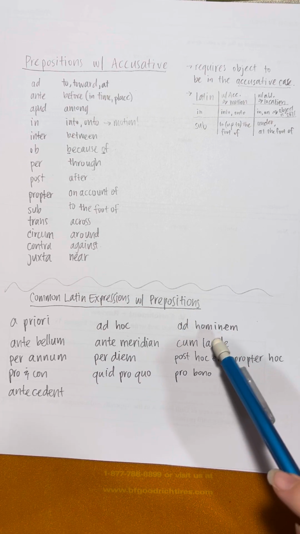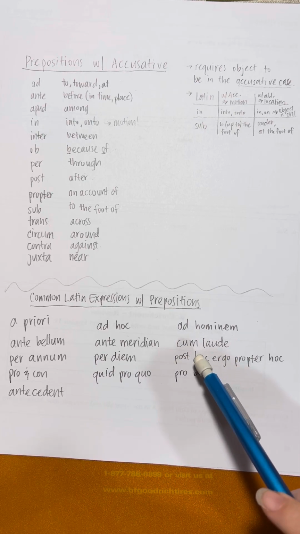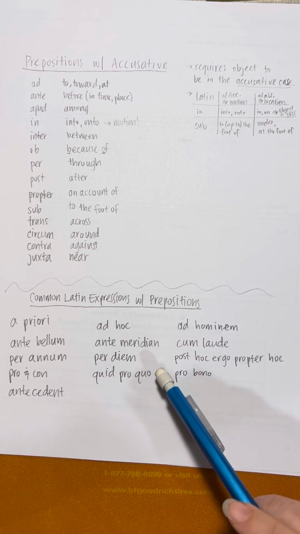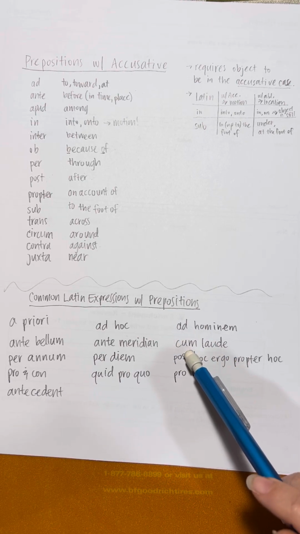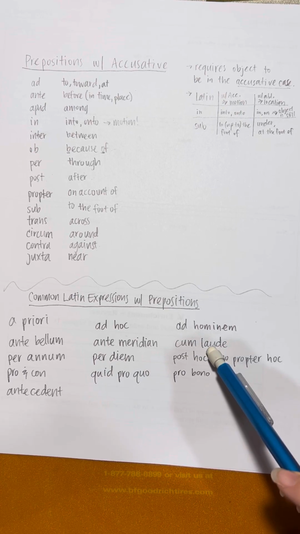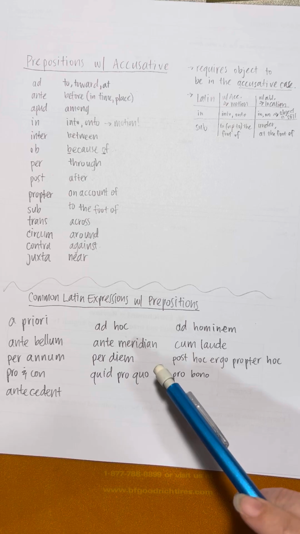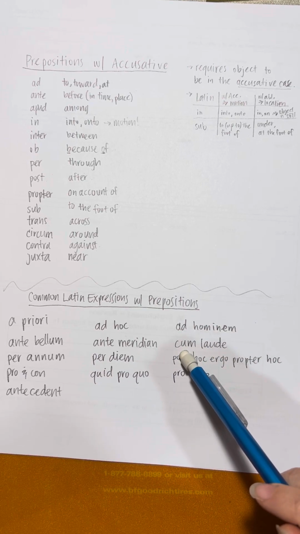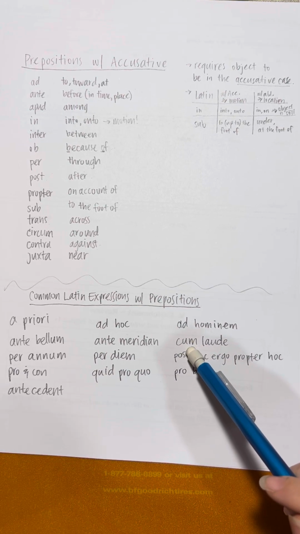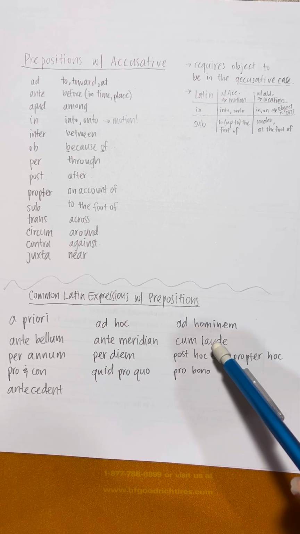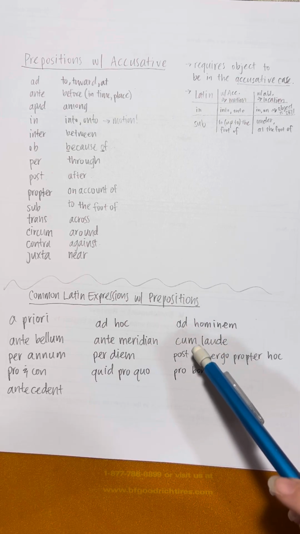Cum laude. There's cum laude and then there's magna cum laude. This means cum, with, laude, praise. And then magna cum laude would be with great praise. These could be a distinguishment if you have a certain GPA, grade point average, at a school.